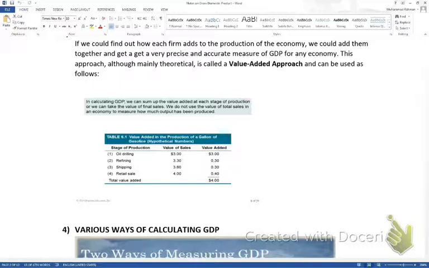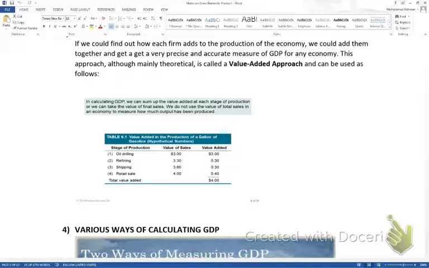So since our oil driller is the primary producer, the first stage of producer, whatever he produces is a contribution or value addition to the economy. So he drills $3 worth of oil and sells that to our oil refinery. Our oil refinery buys that crude oil, purifies that, and sells that to the shipper for $3.30.